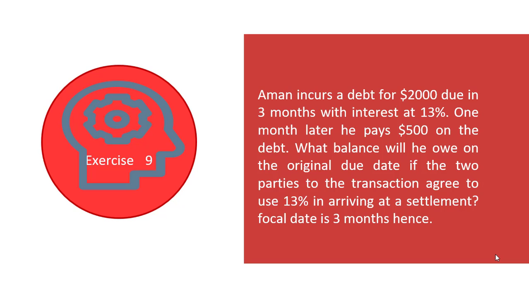Another exercise. A man incurs a debt of $2,000 due in 3 months with interest at 13%. 1 month later, he pays $500 on the debt. What balance will he owe on the original debt if the two parties agree to use 13% in arriving at settlement? Focal date is 3 months hence. Let's draw the time diagram.